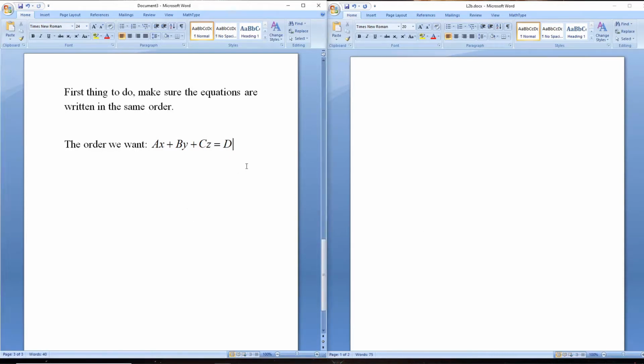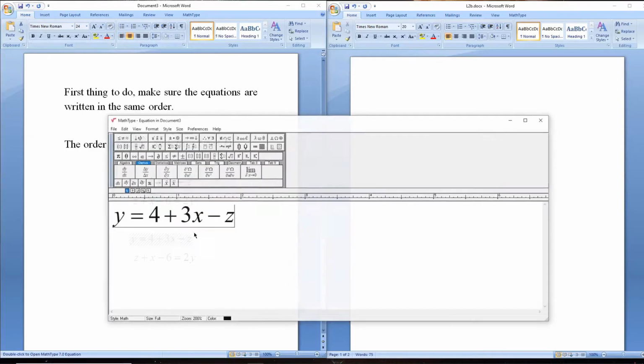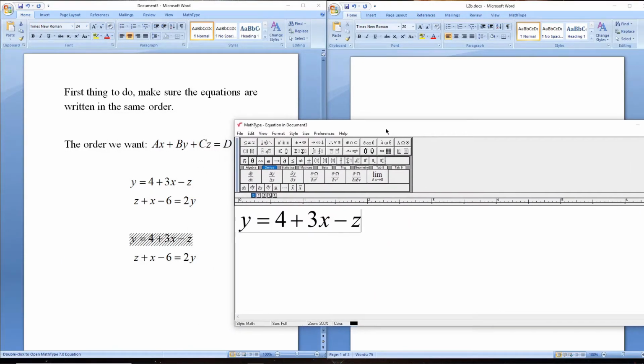So let's just take an example of that. Here are two equations. Now notice they aren't ordered. So we have y, then equals 4, 3x minus z. The first thing we want to do is order these in this manner: x, y, z, and then our equals. So let's do that. I'm just going to take the first equation. We want it to be x, y, and then z. So if we subtract y from both sides, we can get the y to the other side. And if we subtract 4 from both sides, we can get the 4 to the other side.